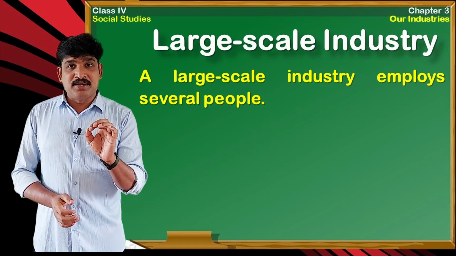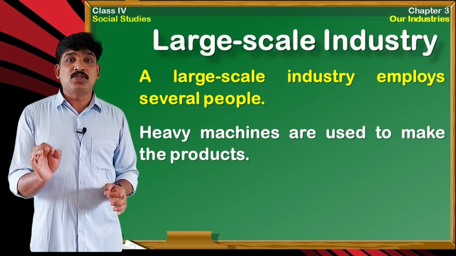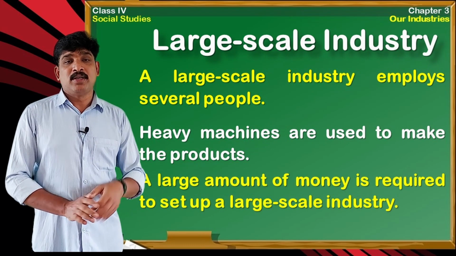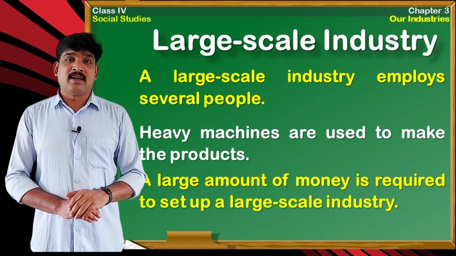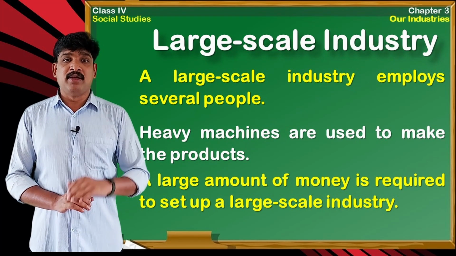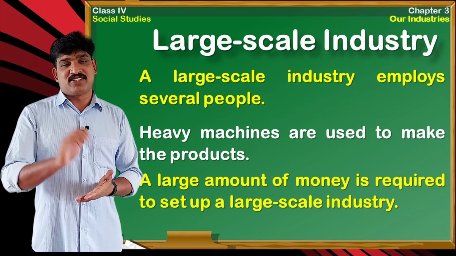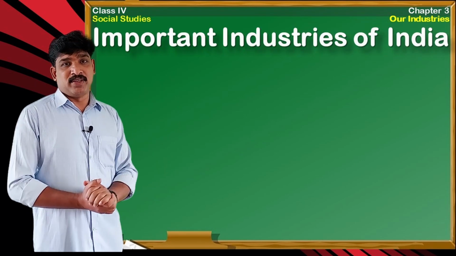A large scale industry employs several people. Heavy machines are used to make products there. A large amount of money is required to set up a large scale industry. Cotton, car and aeroplane manufacturing, shipbuilding and iron and steel industries are some examples of large scale industries. Now let us look at some important industries of India.